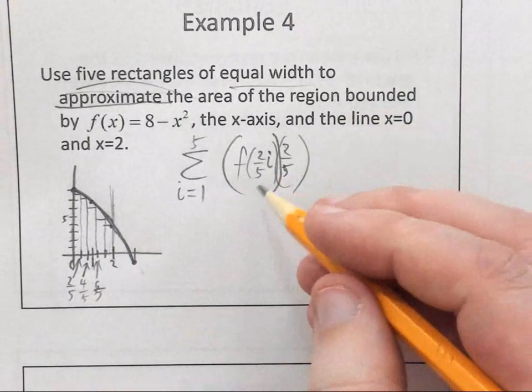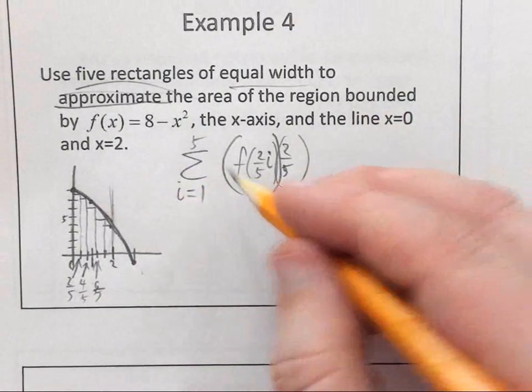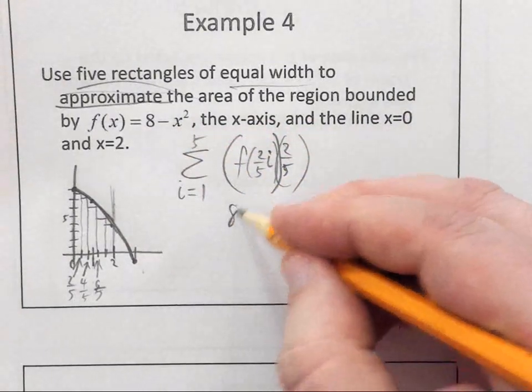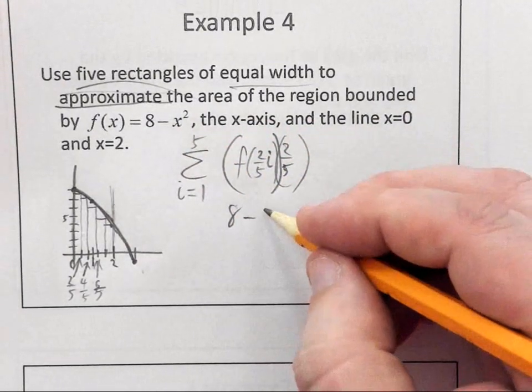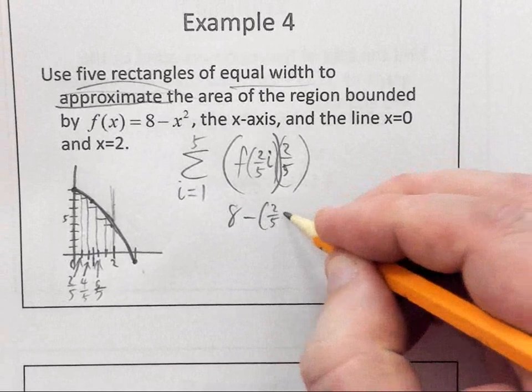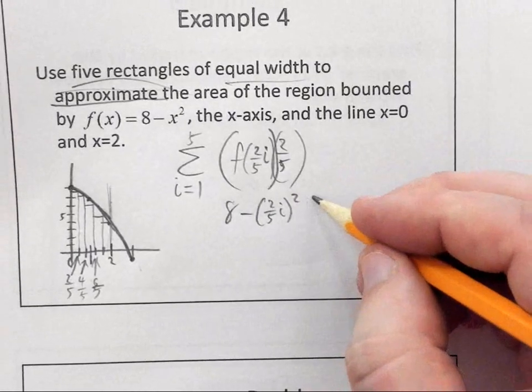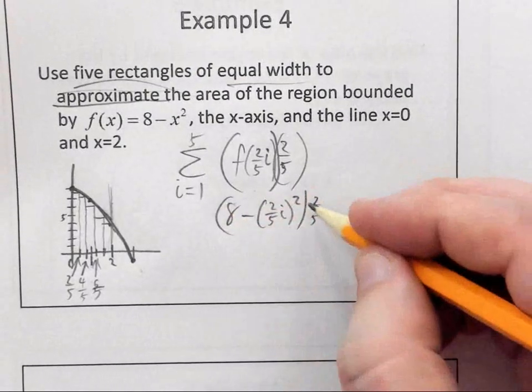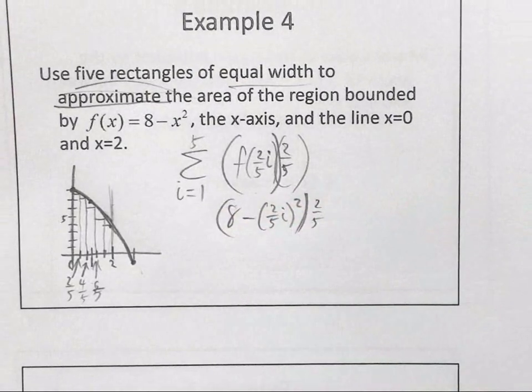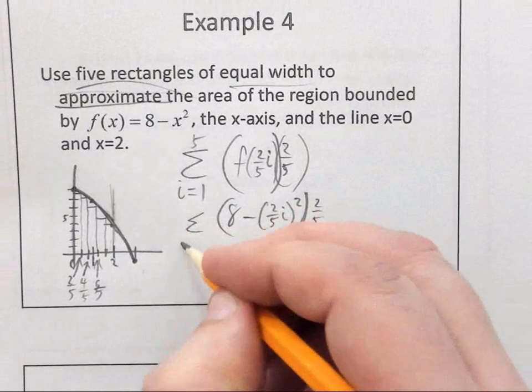So what I want to do here is replace this. If I take the function f, which is 8 minus x squared, and plug that in, instead of x, it's going to be (2/5 i) squared. And it's still times 2/5. Okay? So I'm doing the sum of that.